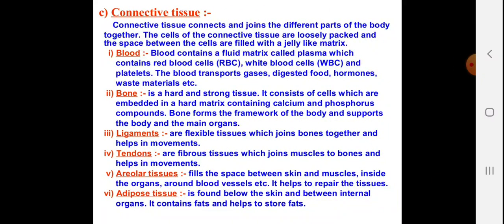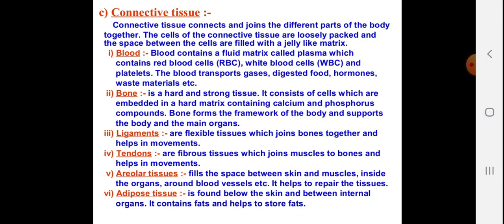Connective tissues connect and join the different parts of the body together. The cells of connective tissues are loosely packed and the spaces between the cells are filled with a jelly-like matrix. First is blood. Blood contains a fluid matrix known as plasma, which contains RBCs, red blood cells, WBCs, white blood cells, and the platelets. The blood transports gases, digested food, hormones and waste materials through it.